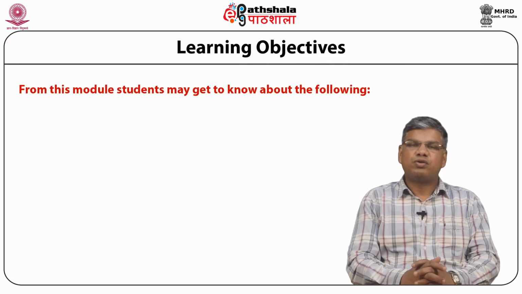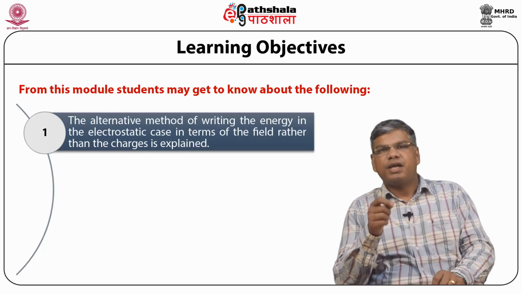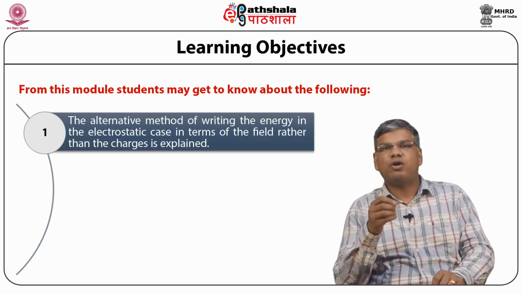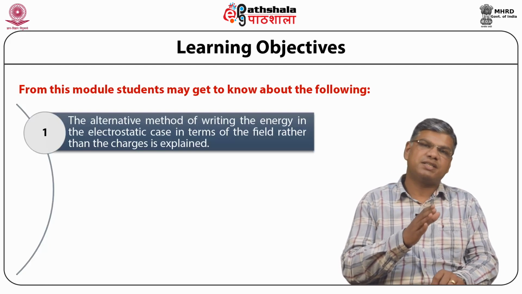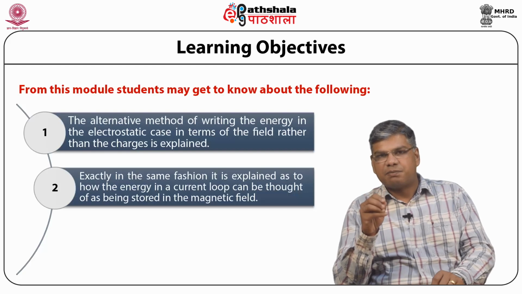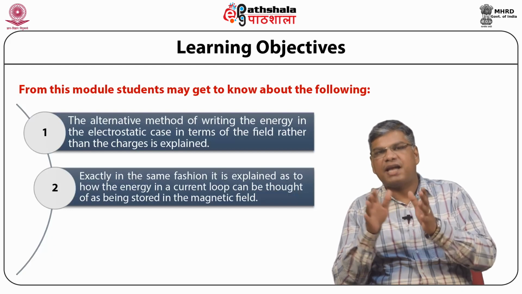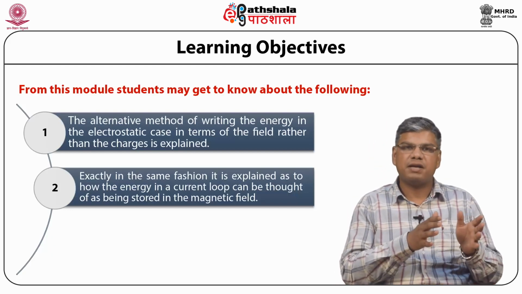Today, we are going to discuss the module Conservation Laws 1 from the paper Electromagnetic Theory. In this module, the students will get to know about the following: the alternative method of writing the energy in the electrostatic case in terms of the field rather than the charges is explained. Exactly in the same fashion, it is explained how the energy in a current loop can be thought of as being stored in the magnetic field.